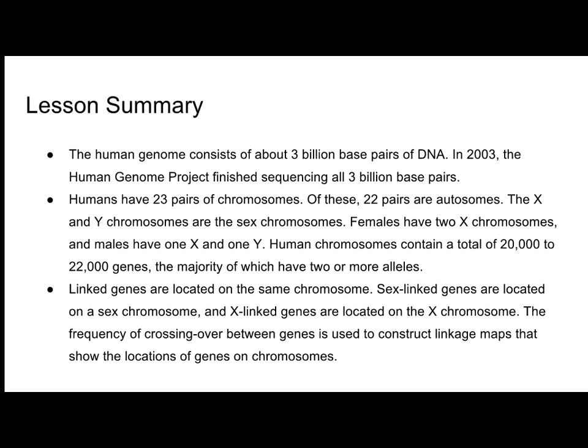Our chromosomes, all 23 pair, have between probably 20 to 20,000 genes. Usually, those genes have 2 or more alleles, or 2 or more forms. Linked genes are on the same chromosome. If we talk about sex-linked genes, they're on a sex chromosome, X or Y, usually on the X, because the X is so much larger than the Y. And how often crossing over happens between genes helps us figure out where they are located. So if they're linked, they're on the same chromosome. If they cross over together quite often, they're close to each other on the same chromosome. And that's what we can use to construct linkage maps.